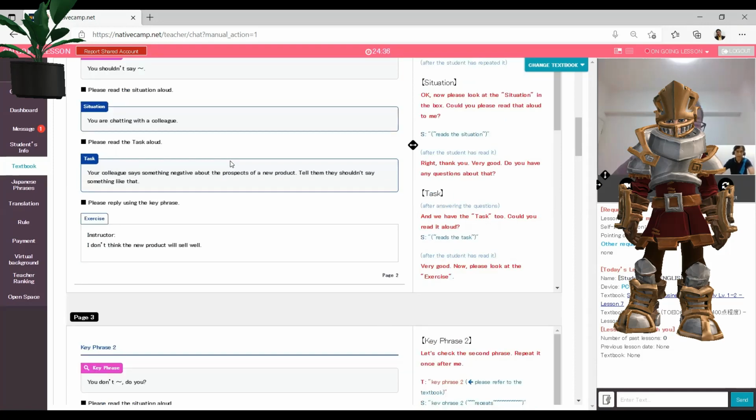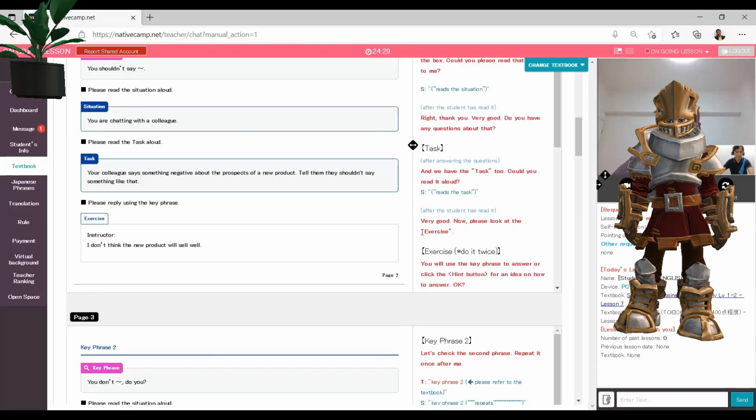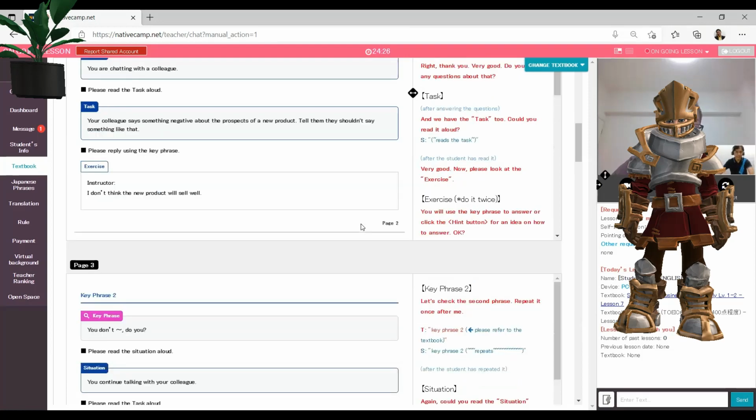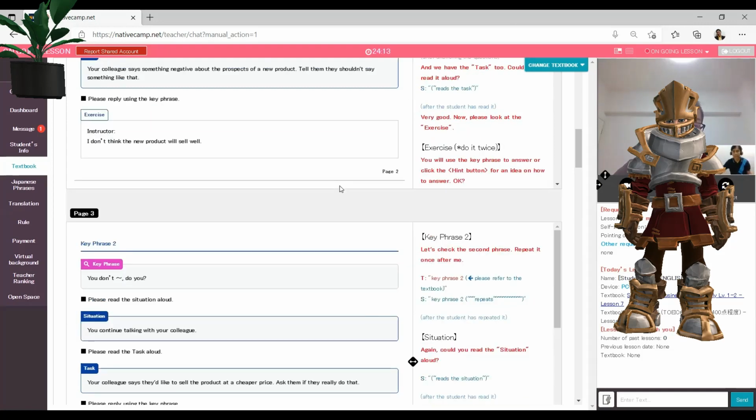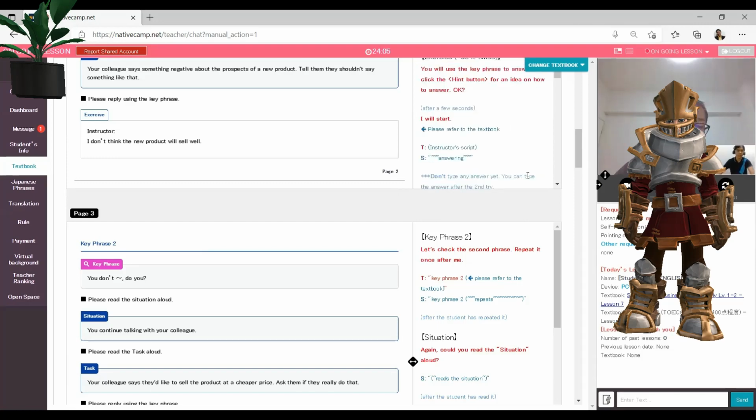Okay, and then we also have the task. Please read it aloud as well. Your colleague says something negative about the prospects of a new product. Tell them they shouldn't say something like that. Very good. Now please look at the exercise. You will use the key phrase to answer, or you can also click the hint button for an idea on how to answer. All right, so I will start.